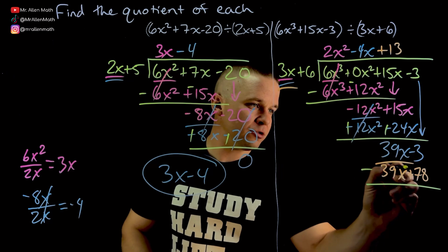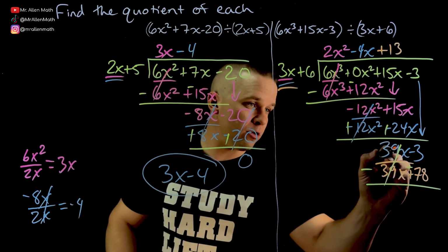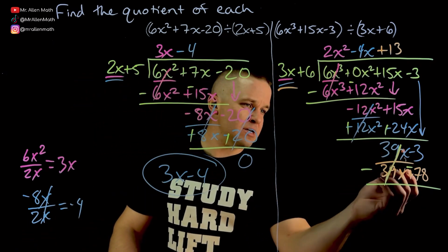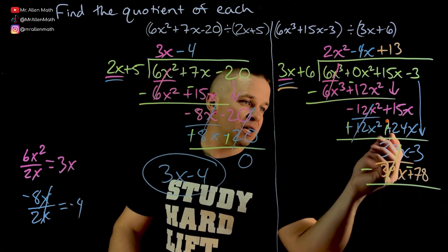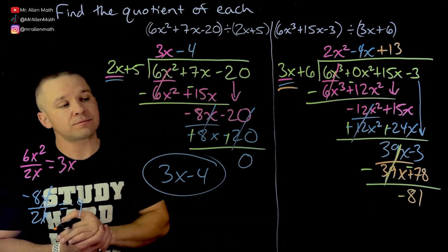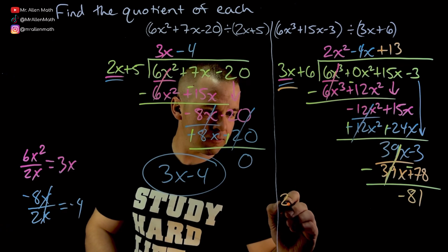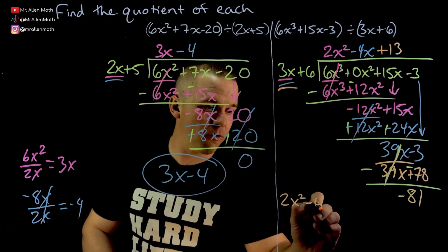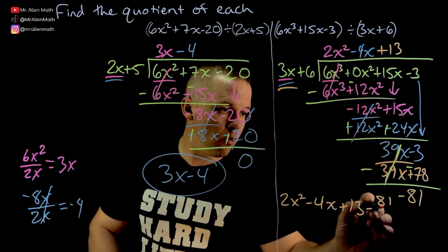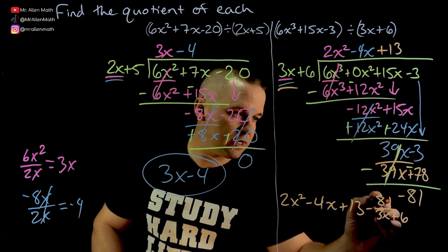All right, draw my line. Change the sign. These two cancel. They always will. I did that in orange. I did that in the matching color last time. There we go. And then I have, let's see here, negative 78, negative 3. That's negative 81 as my remainder. All right. So how do we write this thing? Well, I have my 2x squared minus 4x plus 13 minus 81 over what I was dividing by, which is 3x plus 6.